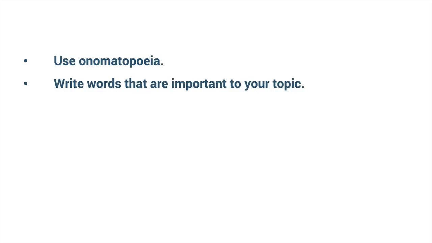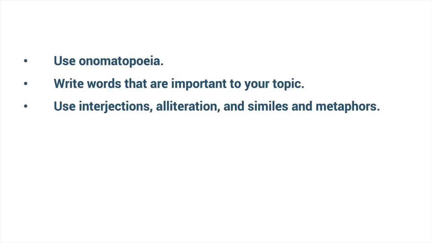Even our kindergarten writers can learn to use onomatopoeia, which are simply sound words. All our students can learn to write words that are important to their topic. Sometimes children are afraid to write long words because they don't know how to spell them, but we teach them to use all the words they need. They can learn to use interjections, alliteration, and simple similes and metaphors. And as they get older, our students learn to use specific nouns and strong verbs.